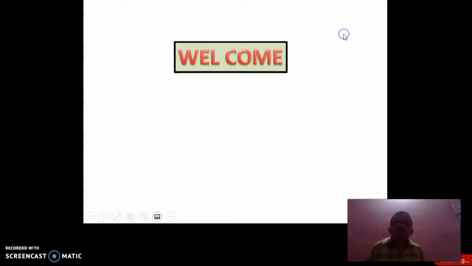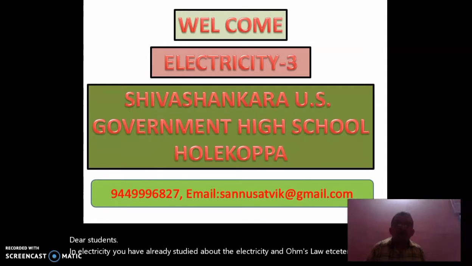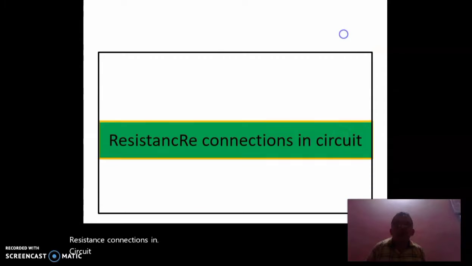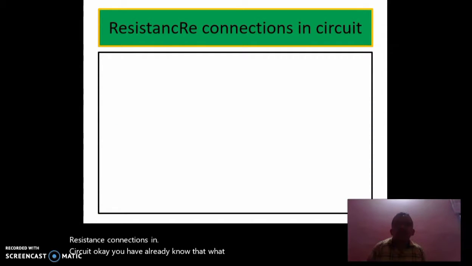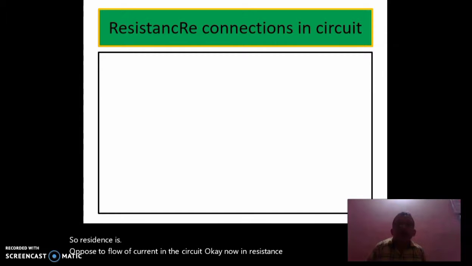Dear students, in electricity, you have already studied about electricity and Ohm's law, etc. Now, in this period, you are going to study about two types of resistance connections in a circuit. You already know what resistance is. Resistance is the opposition to the flow of current in the circuit.